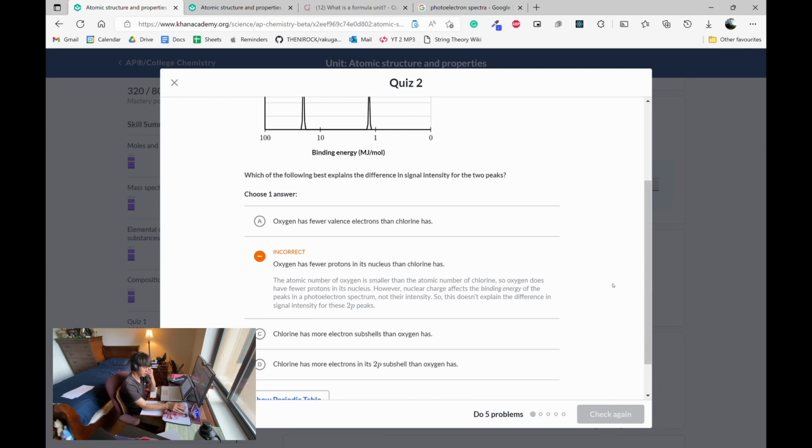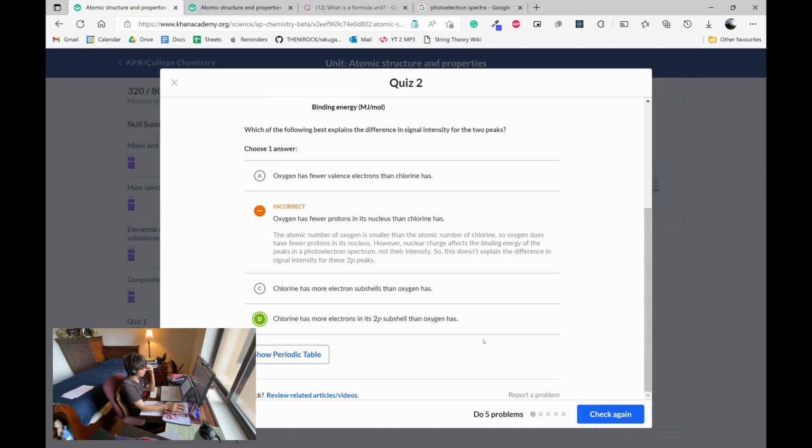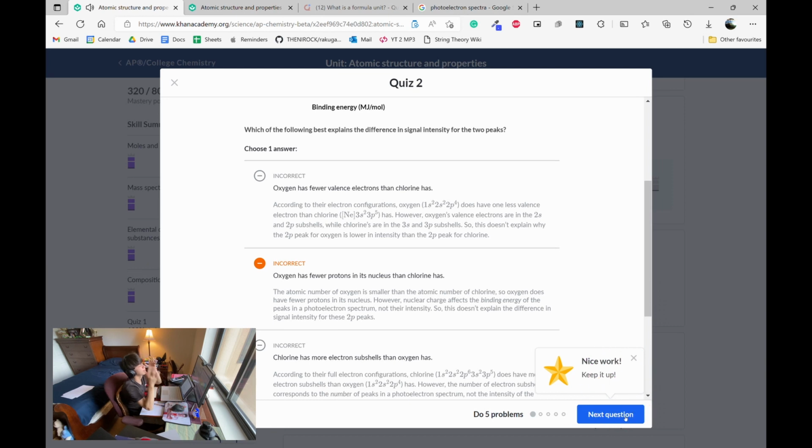Oh my days. It affects binding energy, not signal intensity. Signal intensity is affected by having more electrons. Oh, frick.